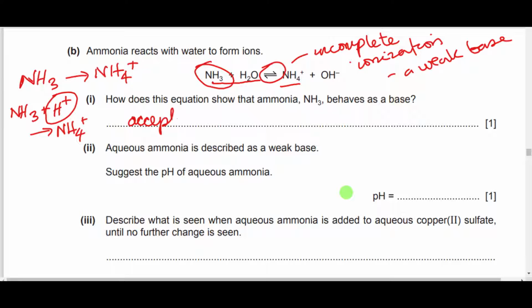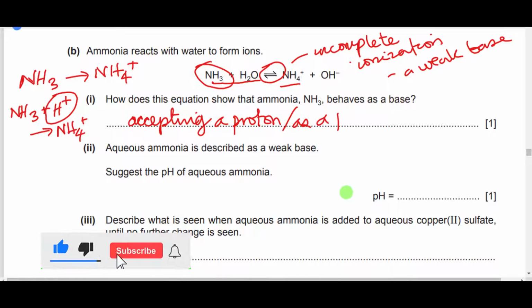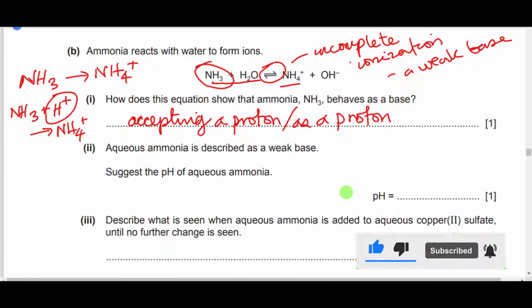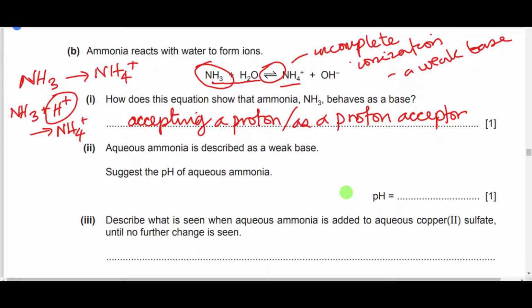It behaves as a base by accepting a proton. Or you can say by acting as a proton acceptor. A base is a proton acceptor, while an acid is a proton donor. So in this reaction, water is acting as an acid because it donates a proton, the hydrogen ion, to ammonia, while ammonia acts as a base because it accepts the proton or the hydrogen ion from water.